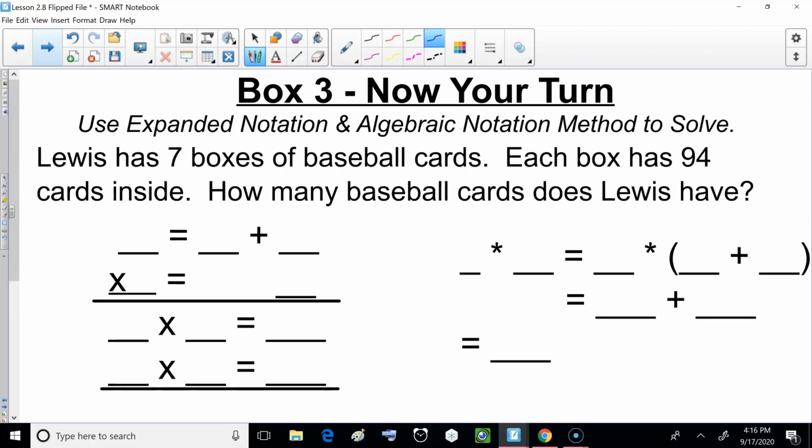And here is a word problem for you to solve. Lewis has 7 boxes of baseball cards. Each box has 94 cards inside. How many baseball cards does Lewis have? See if you can use both the expanded notation method and the algebraic method, and make sure you solve this problem. And remember, I forgot to label mine, so make sure you label your answer. Good luck.